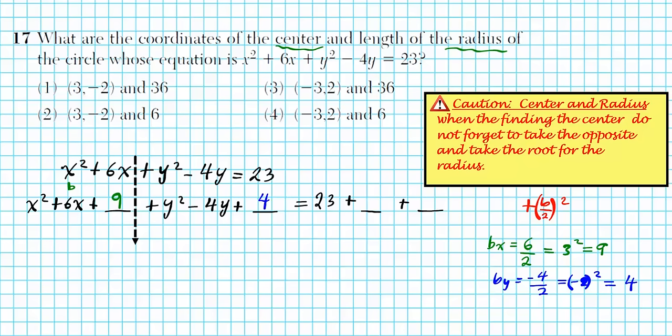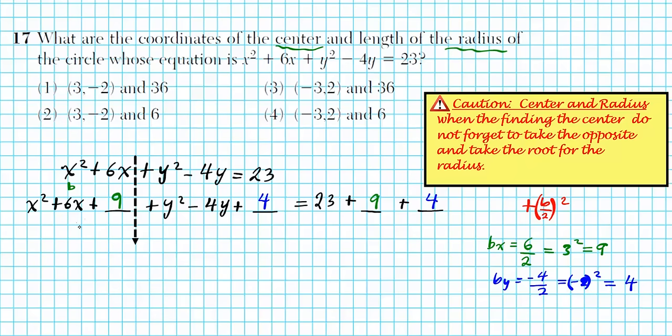Okay? Now, notice what I did. I added two numbers to the left side of the equation. What must I do in order for the equation to remain unchanged? I have to add those numbers to the right side too. So I have to add a 9 and add a 4. Now, this equation is just the same as that, but just in a different form.